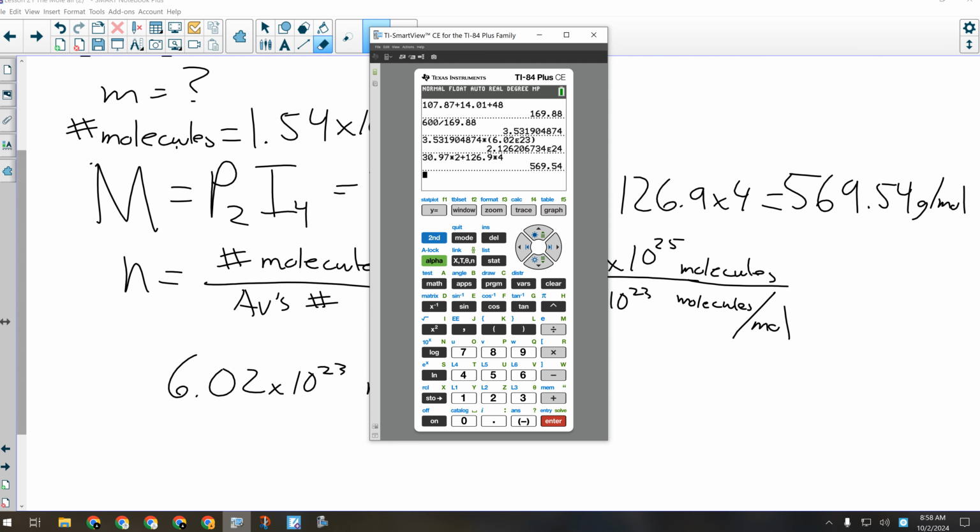Like this. Everything's got to be bracketed, right? So the 1.54 gets its own set of brackets. So we go bracket 1.54 E25, or times 10 to the 25, or whatever button you have on your calculator. And then I simply divide that by, in brackets, Avogadro's number, 6.02 E23. That's taking the number of molecules and dividing by molecules per mole, and it's going to leave me with moles. Okay, 25.58 moles.